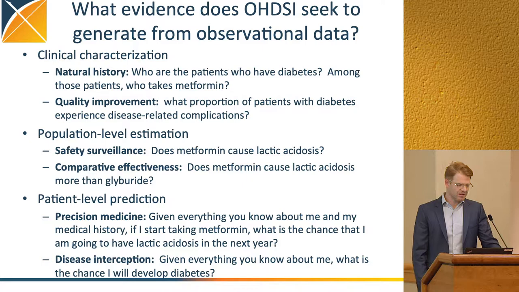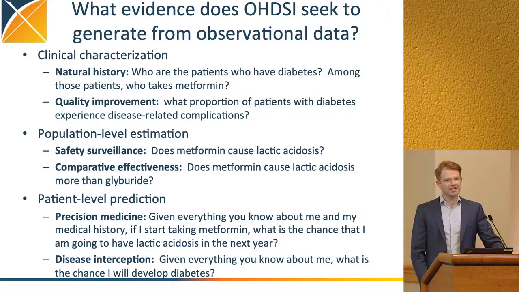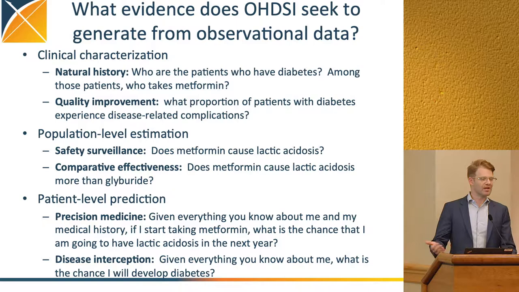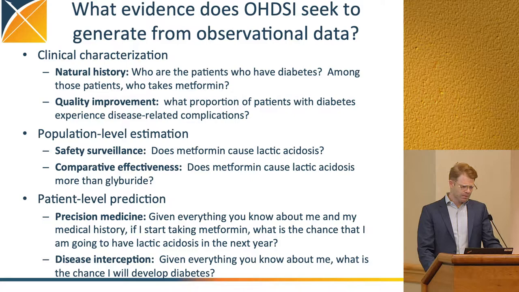And then a third type of evidence that OHDSI seeks to create is patient-level prediction. And this is about precision medicine. Given everything you know about a single person, if I start taking a particular drug, what's the probability that some event will happen to me going forward? And this is used in disease interception applications. What's the chance that I'll develop this? And of course, today we're going to focus intensely on population level effect estimation, causal inference studies.